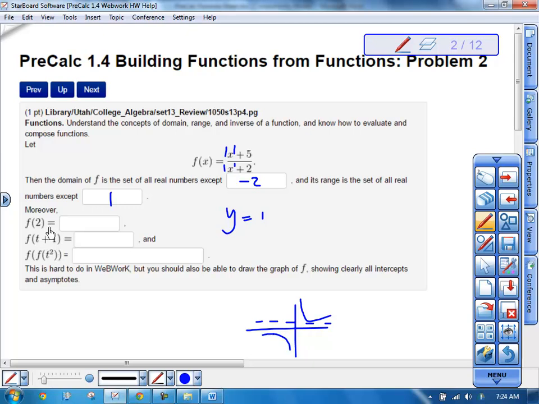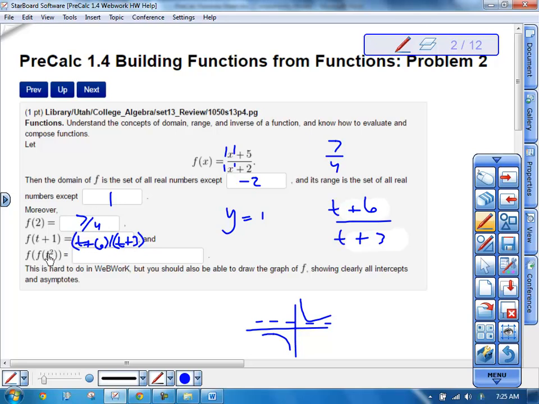Now it asks me a couple more questions. What do I get when I plug in 2? Well, when I plug in 2, I get 7 over 4. When I plug in t plus 1, I get (t plus 1 plus 5) over (t plus 1 plus 2), which is (t plus 6) over (t plus 3). So you've got to write that, make sure you use parentheses appropriately. And then it wants to do the composition.